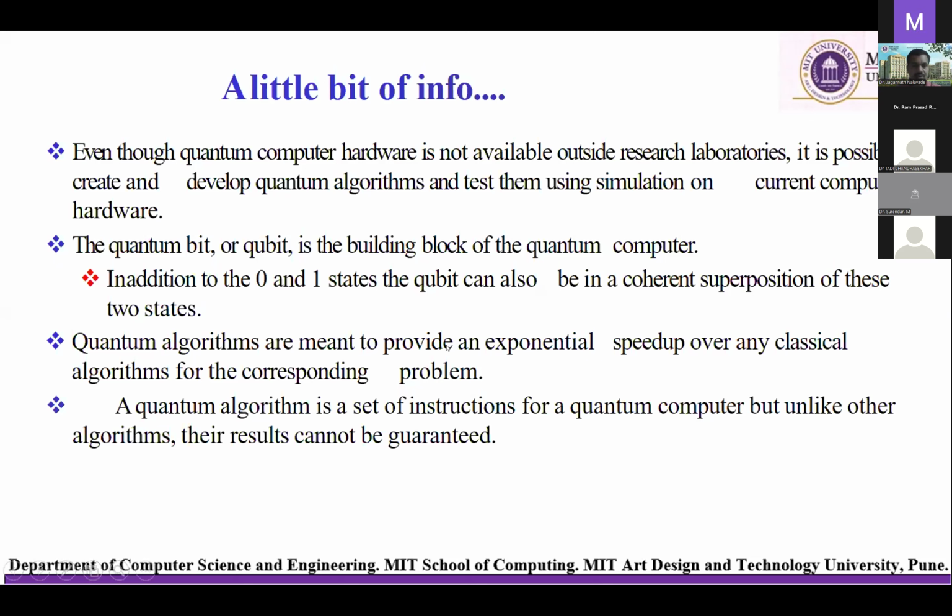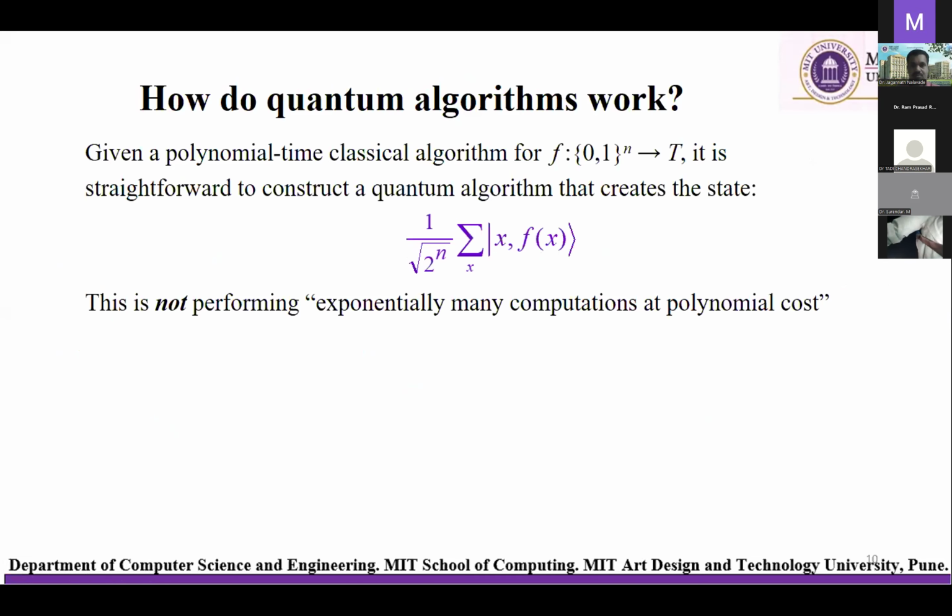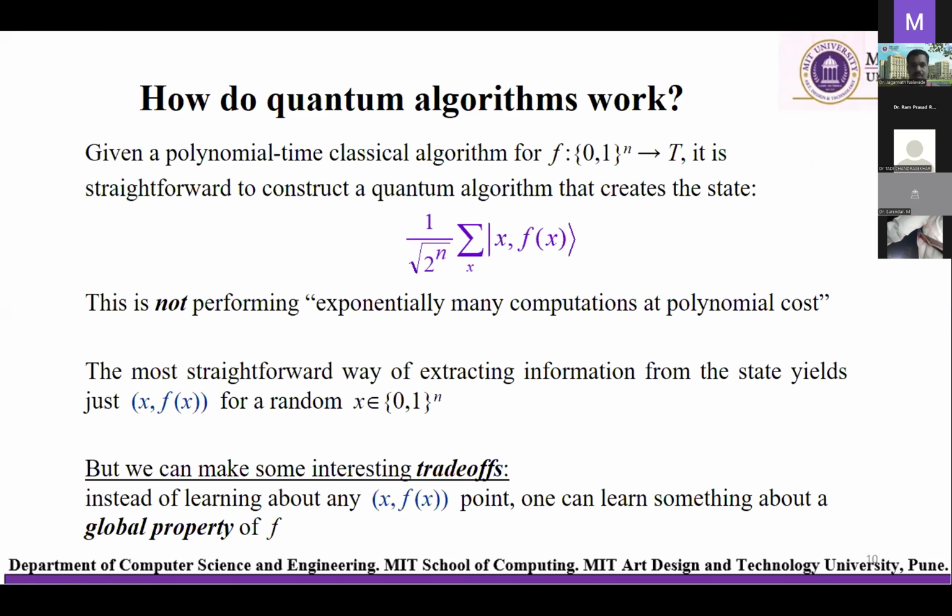The quantum algorithms are meant to provide exponential speedup over classical algorithms for the corresponding problem. The quantum algorithm is a set of, unlike other algorithms, the results cannot be guaranteed. So how do these quantum algorithms work?